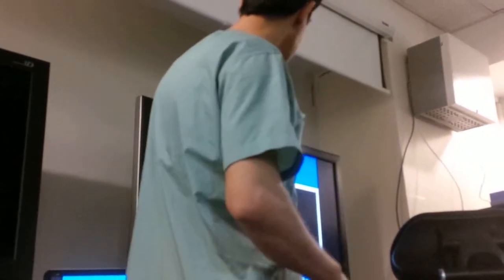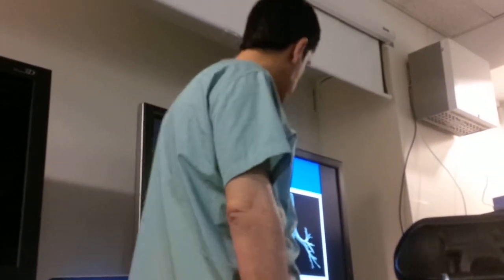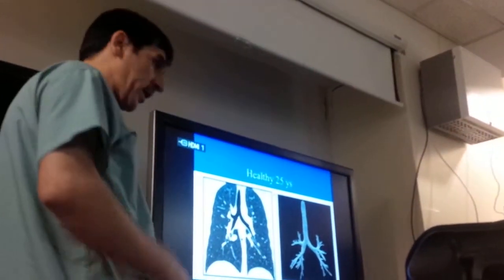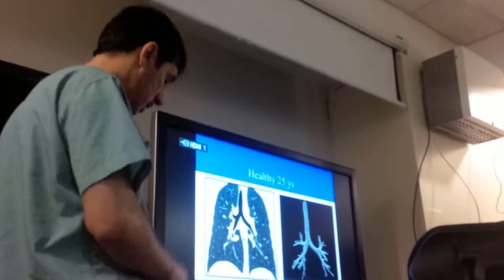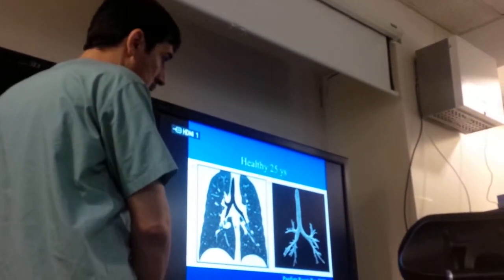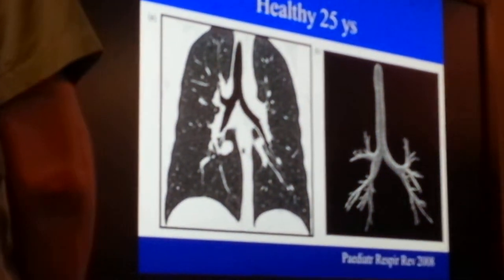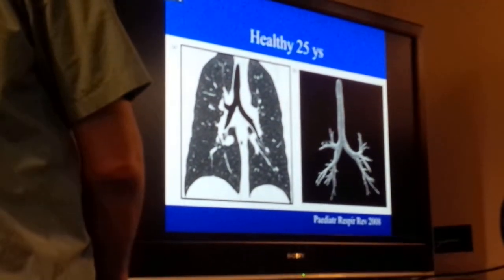Now, this is a healthy 25-year-old person. This is the normal bronchial tree, but with age and with smoking and with COPD, you will see anatomical changes, which you have to know if you want to do fiberoptic bronchoscopy or lung isolation.